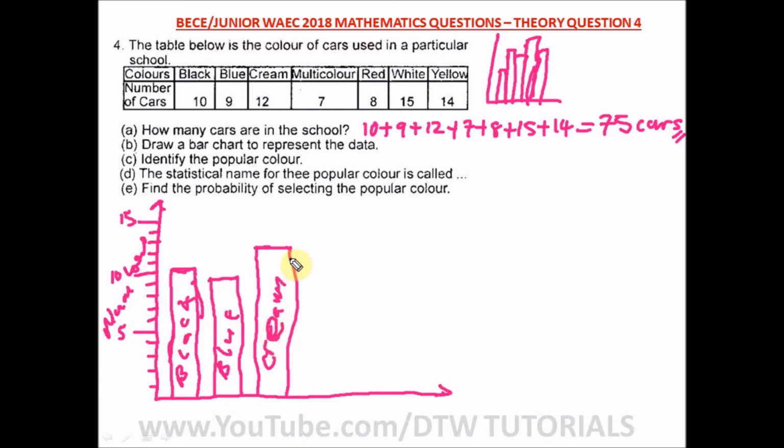Okay, cream. All right, the next one is what? 7. That's a multicolor 7. So we have here 5, 6, 7. Okay, we'll trace it down here.